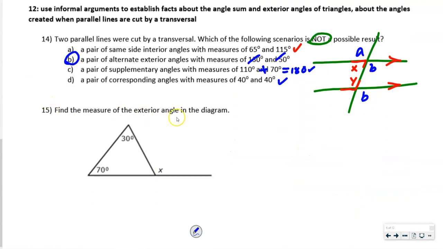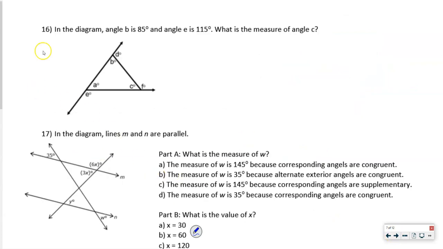Number 15 says find the measure of the exterior angle in the diagram. So these are our remote interior angles. So don't we have to add these two together? 30 plus 70, and that equals our X. So that means 100 would be equal to our X, okay? 100 degrees. All right, this next one's a similar concept.